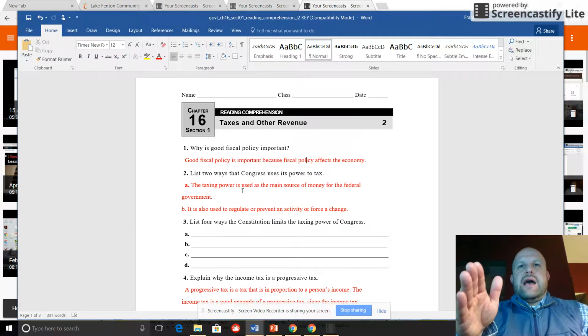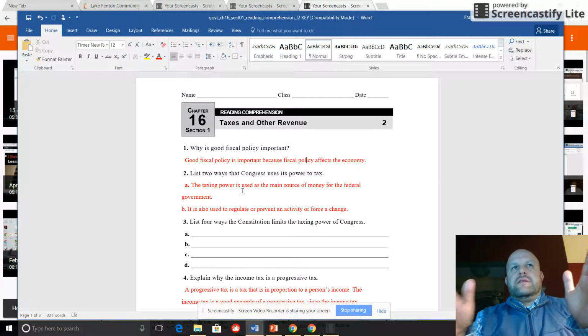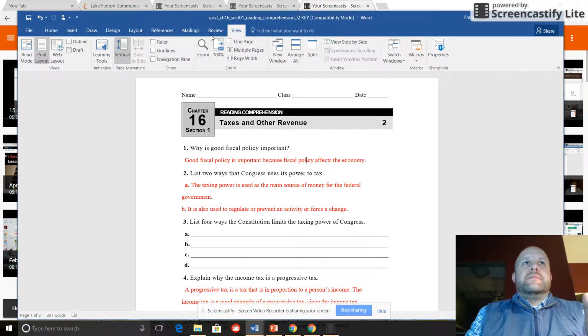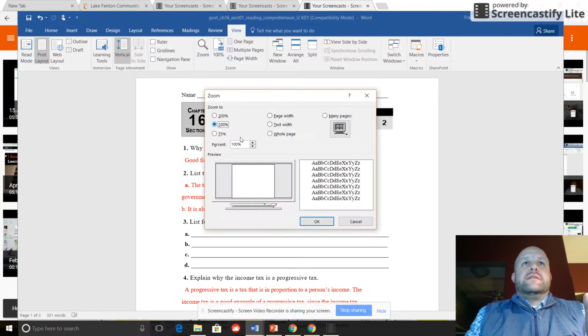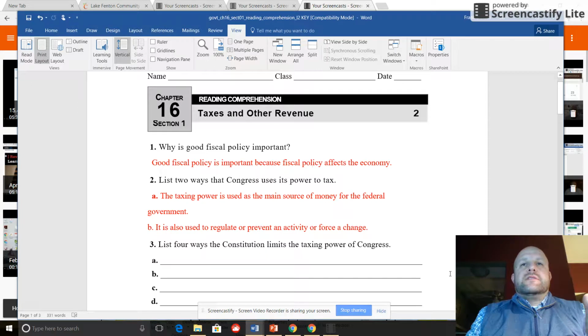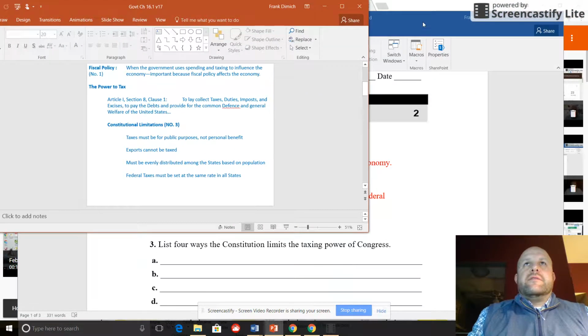I'm going to switch back and forth on this screen between what you see here. Let me increase the view a little bit so you can see a little better. And also, I'm going to go to a PowerPoint that I'll label and say, okay, this is what you need to write for number X.